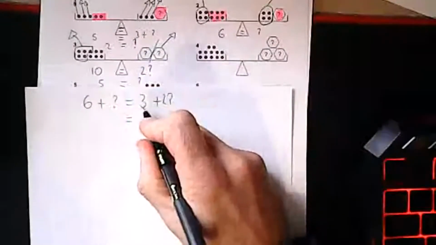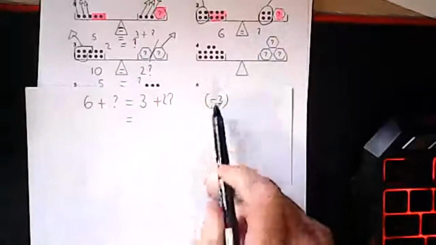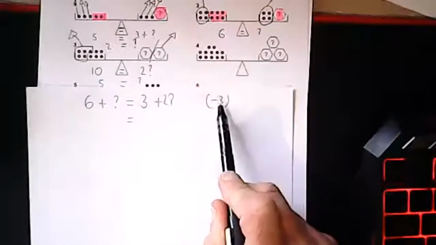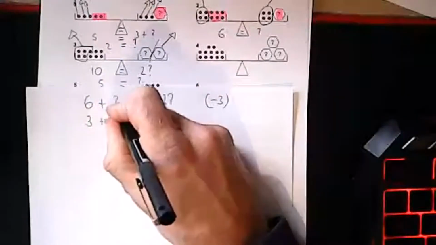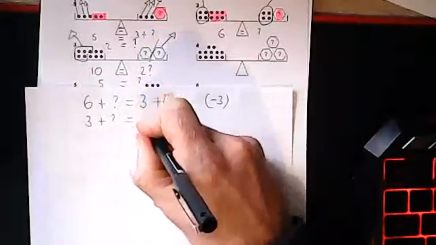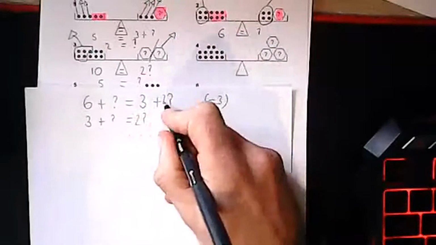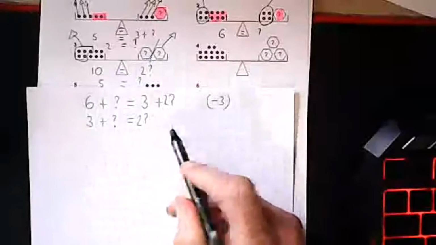The first thing I did was to lose 3 from each side. And it's a good idea to keep a running record of what's going on. So I'm taking away 3 from both sides. So 6 minus 3 is 3. I'm not touching that question mark yet, and I'm taking that 3 away. I'm not messing around with the 2. And you can see already the equation looks a lot easier.